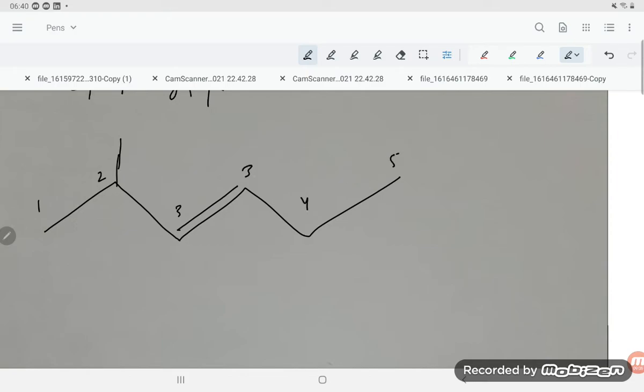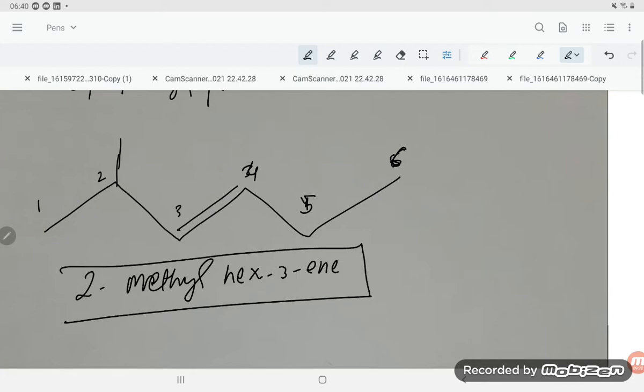So we are following from this: 1 2 3 4, this is 4, dear student, this is 5, this is 6. So what can be the name, student? On the second position is methyl, this is 2-methyl hex-3-ene. This is our IUPAC name of the compound, student, 2-methyl hex-3-ene.